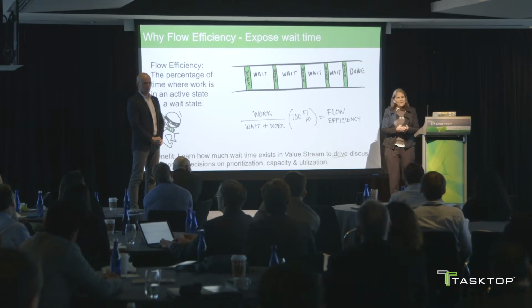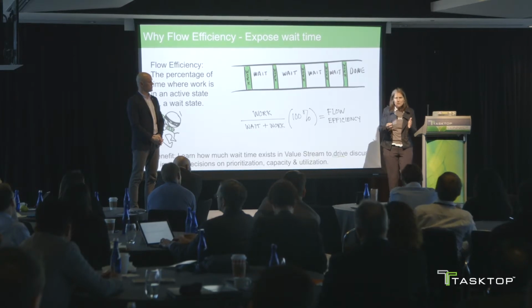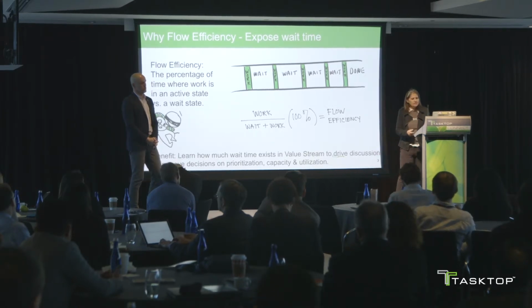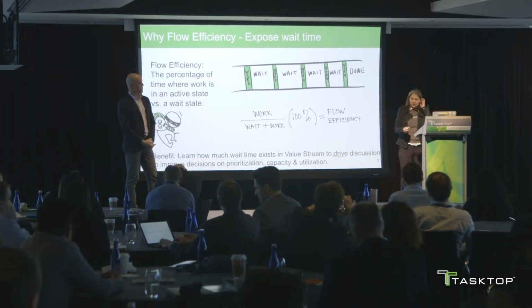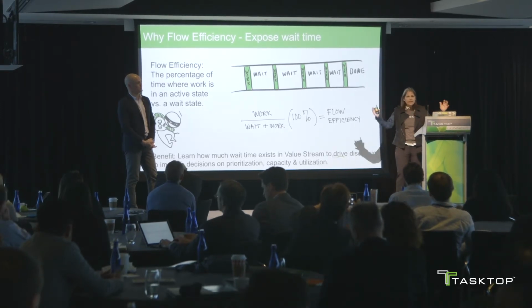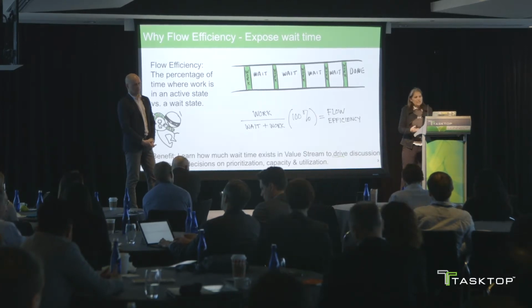And so a friend of mine once said, if you're going to measure anything, measure the wait time in the system, because work spends a lot more time in wait typically than it does in a work state. So that's what flow efficiency is all about. We're trying to learn, just end to end of your flow time, how much of that work was actually waiting. These are where the bottlenecks are going to be.